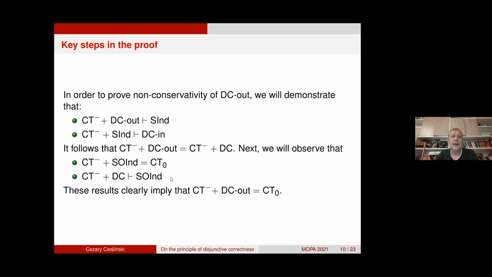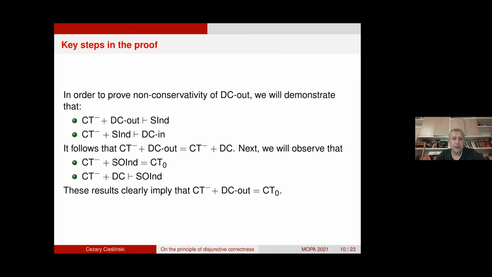And now this will be my aim: to demonstrate non-conservativity of the CT out. And here is just a map of how this will play out. The first step, I will show that adding the CT out permits us to prove sequential induction. Then I will observe that sequential induction permits us to prove DC out. In effect, this means that if we add DC out, we are already in full disjunctive correctness. Adding DC out gives us also full DC.